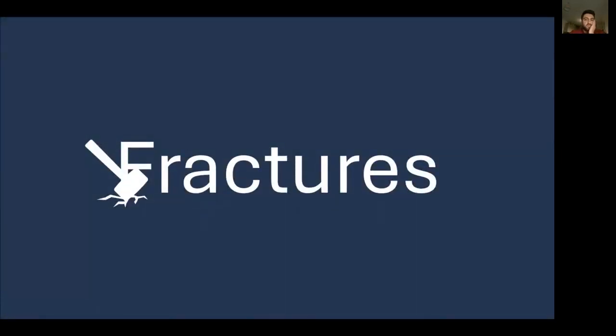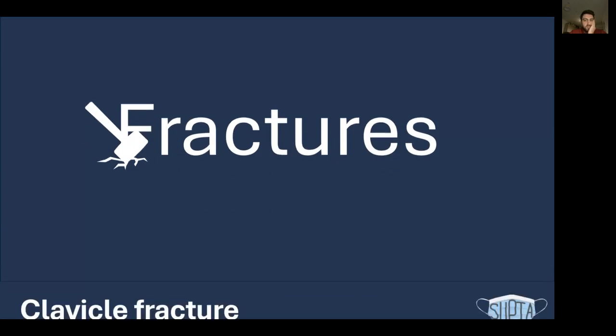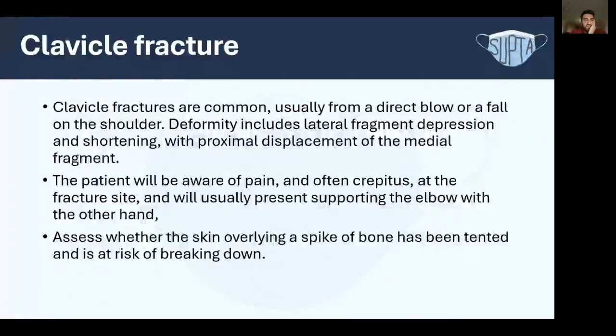Now moving on to some of the fractures we have. We're just going to quickly go through the different fractures of the upper limbs. So first we have a clavicle fracture. They're common fractures, usually from a direct blow or fall on the shoulder. Deformity includes a lateral fragment depression and shortening with proximal displacement of the medial fragment.